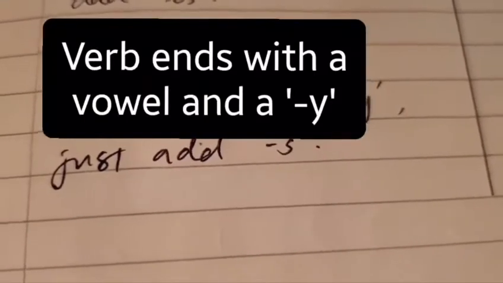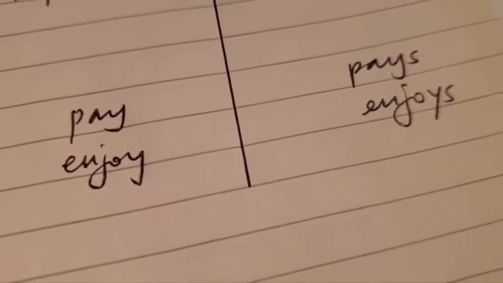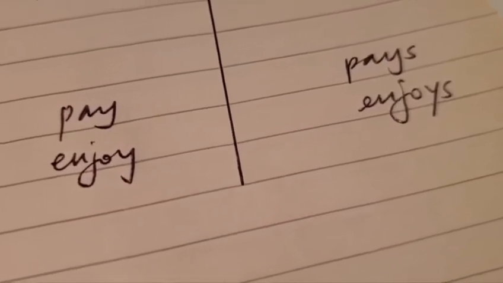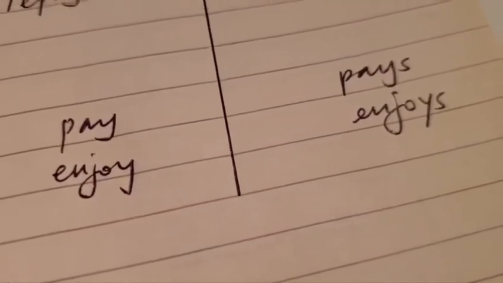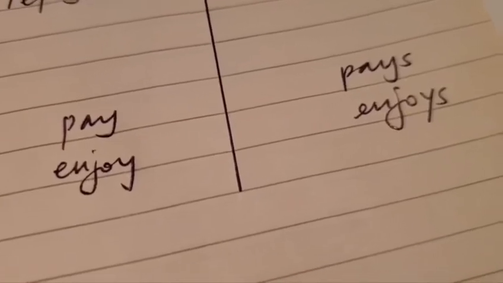But what if your verb just ends with Y? Then you add S. So for example, you see the word pay ends with Y. You add an S, it becomes pays. Enjoy becomes enjoys.